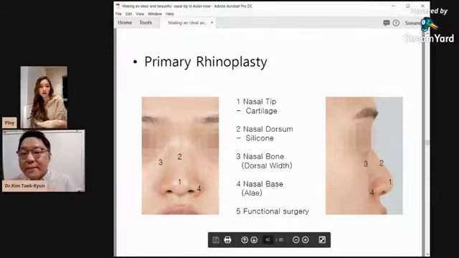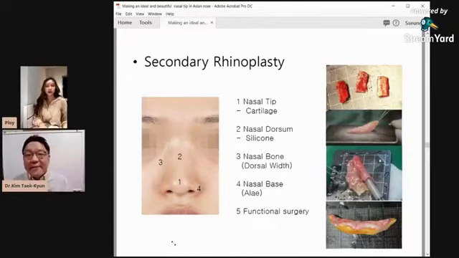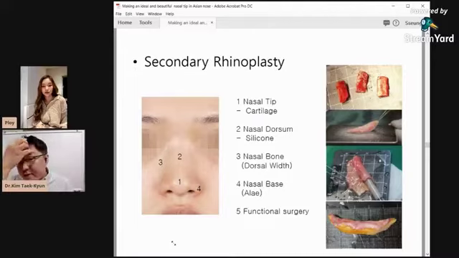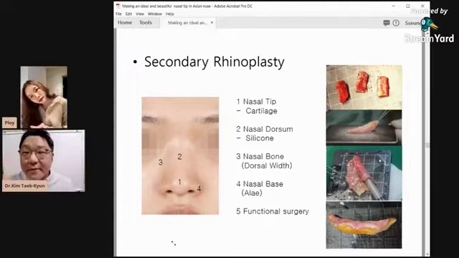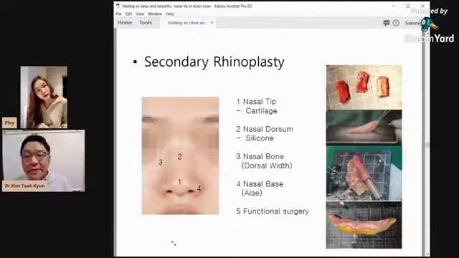the nasal problem. And if it is secondary, which means not first-time surgery, then we have to use other materials for the tip and dorsal area. The first one on the right side is the lip cartilage from the patient. Second one is the dermal fat graft from the buttock area. And third one is from the temporal fascia.